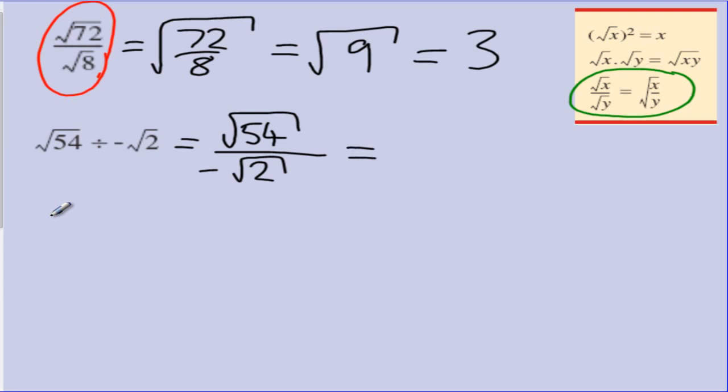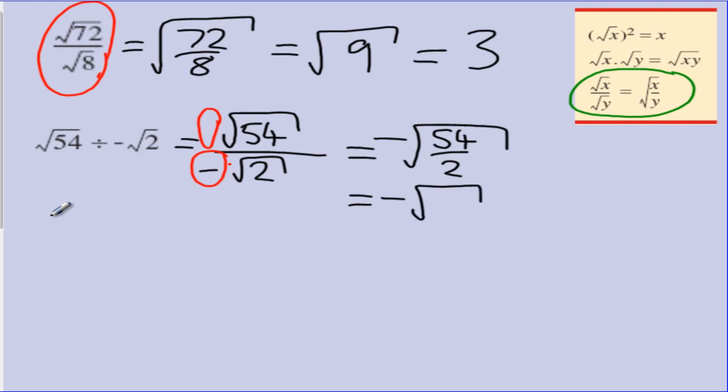Alright, working out the answer. Whole numbers by whole numbers. Even though the square root of 54 is missing, you cannot see the whole number out the front, we can always assume that there is a 1 there. Multiplying anything by 1 doesn't change it. So we can assume that there is a 1 on the top and a negative 1 on the bottom. If we divide 1 by negative 1, we're going to get a negative. It's a negative of 54 divided by 2. Alright, the negative remains, the square root sign is still there. Half of 54 is 27.